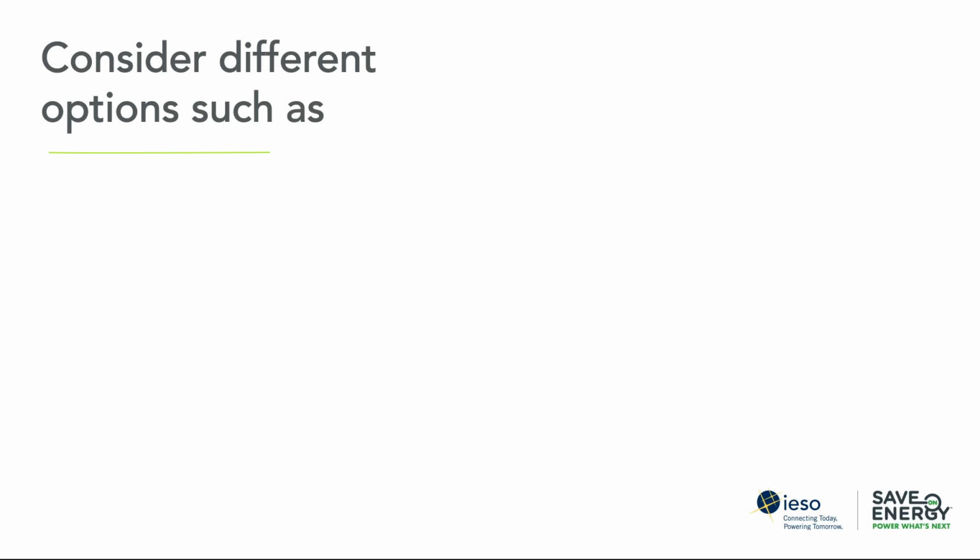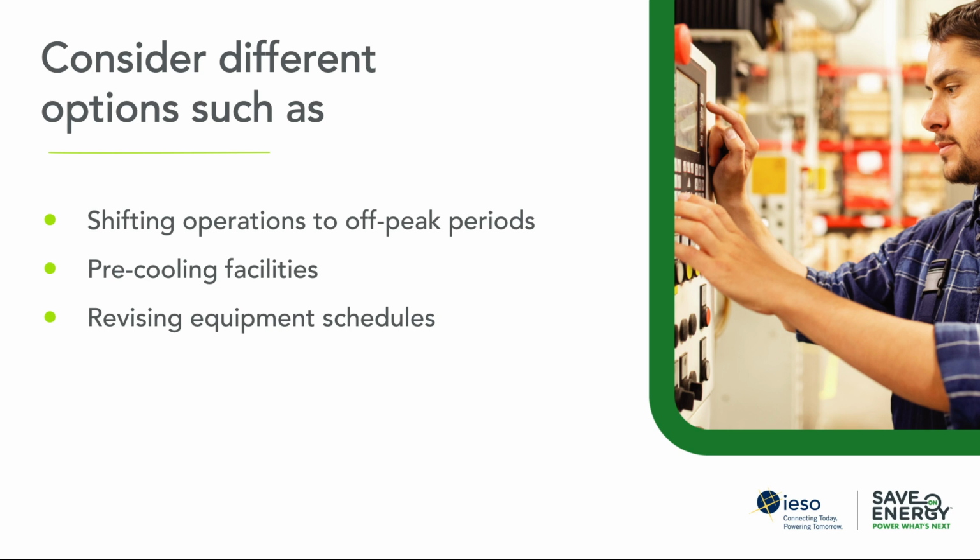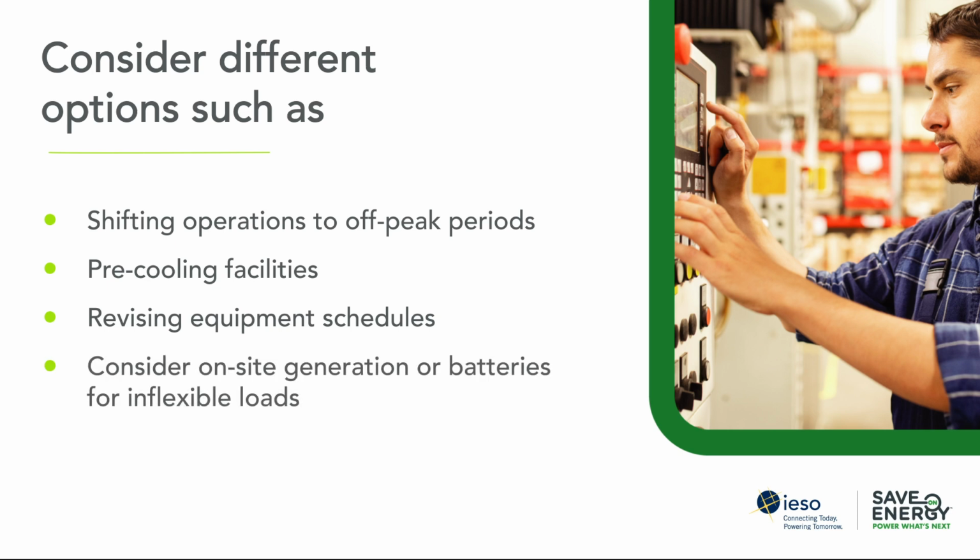For example, you might consider some out-of-the-box options, such as shifting some operations to the morning or evening to avoid predicted peak periods, or pre-cooling certain areas to reduce cooling demand during peak hours. You can also selectively change the scheduling of specific equipment or operations. The entire facility does not need to be shut down, but you should be able to target areas that offer the best opportunities for demand management. If you have significant inflexible loads, you may need to consider on-site generation or batteries to reduce demand.